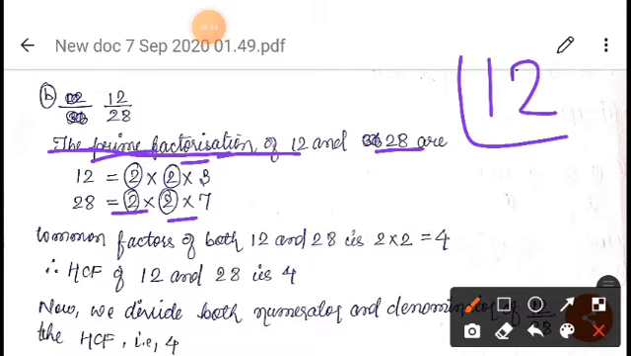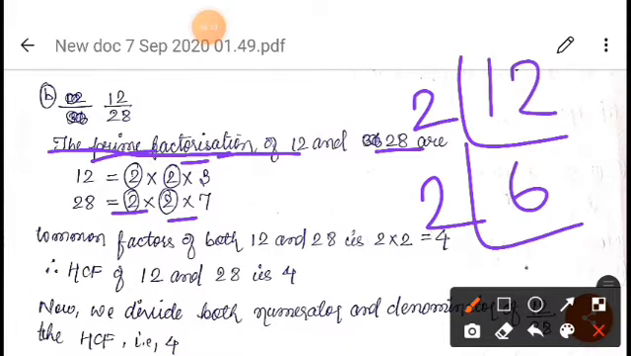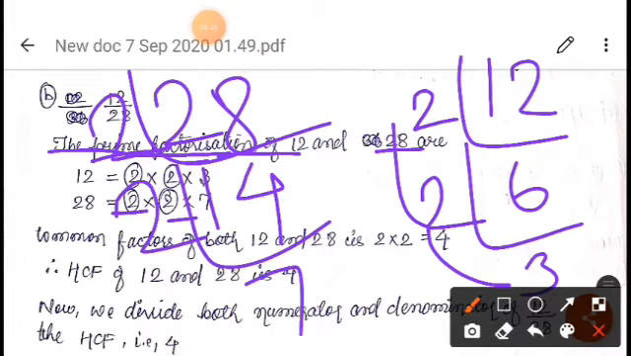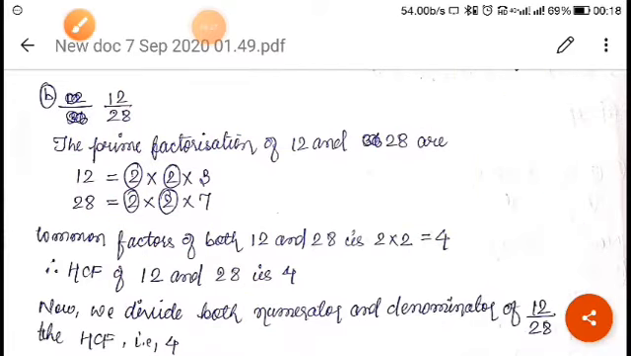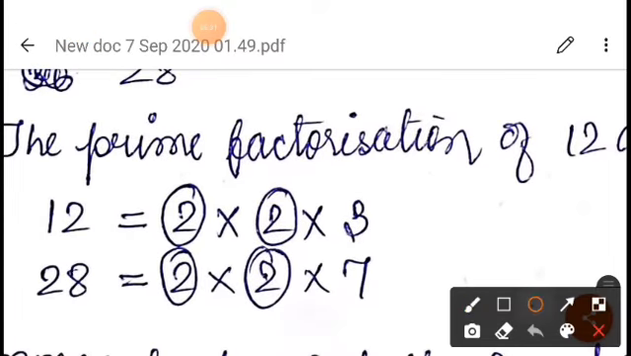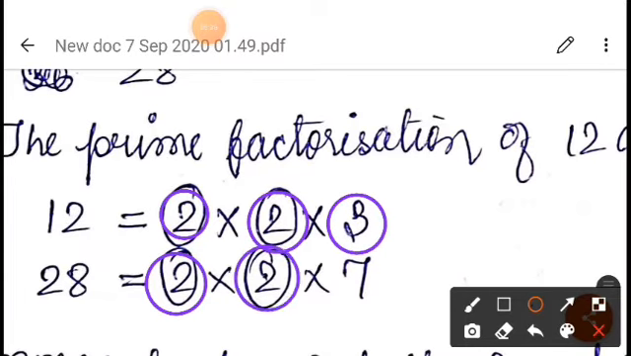Like this you can find 2 sixes are 12, and 2 threes are 6. So 12 is 2 into 2 into 3, right? And for 28, what can we write? For 28 we can write 2 ones are 2, 2 fours are 8, after that 2 sevens are 14. So as you can see, 28 is 2 into 2 into 7, and here 12 is 2 into 2 into 3. As you can see here, I have written 2 into 2 into 3, after that 2 into 2 into 7.